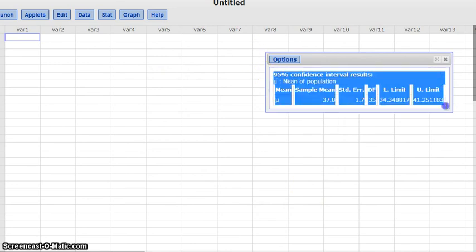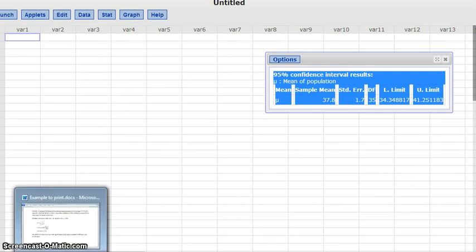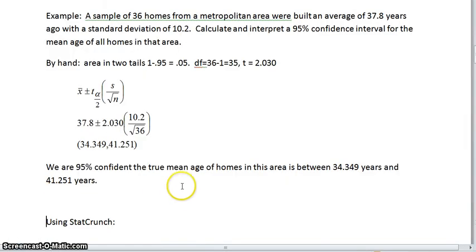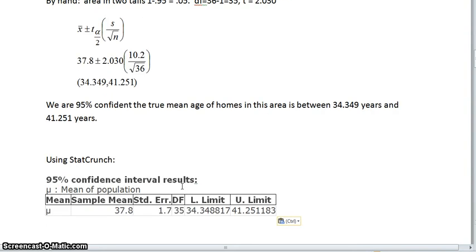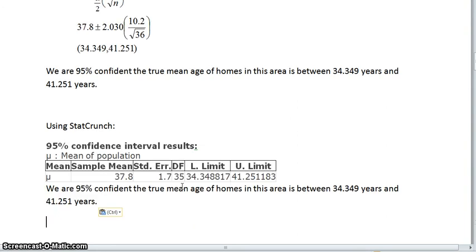Copy all this, of course. Control C. And then come back over here and paste your answer. And of course with the interpretation, because I don't ever want you to do a confidence interval without an interpretation. Okay, so that's if you're given the summary statistics.